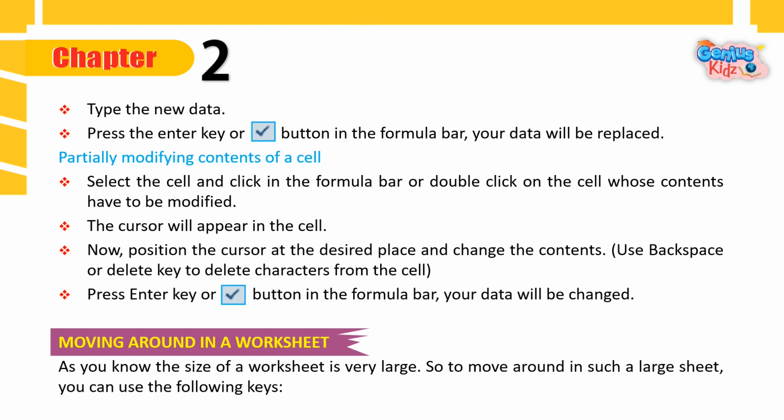Partially modifying contents of a cell. Select the cell and click in the formula bar, or double-click on the cell whose contents have to be modified. The cursor will appear in the cell. Now, position the cursor at the desired place and change the contents. Use the backspace or delete key to delete characters from the cell. Press the Enter key or the right button in the formula bar. Your data will be changed.